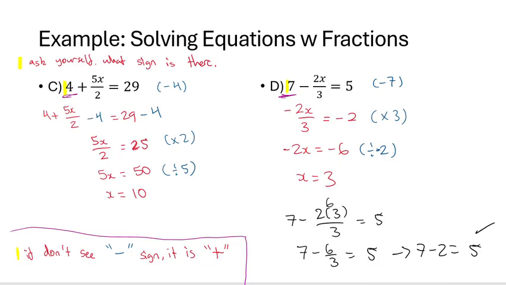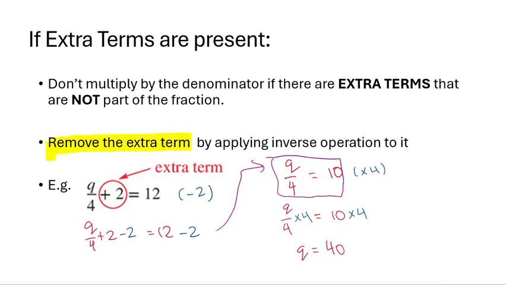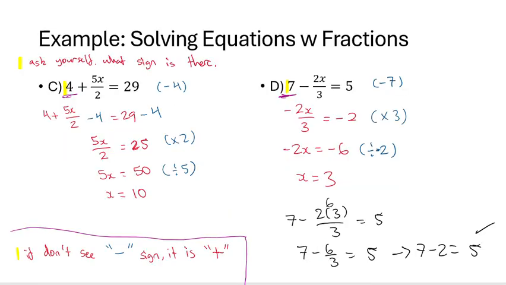So as you can see, what I've done in part C and D here is I was trying to get rid of this extra term of 4, but I didn't know what sign it was originally. But now that I've confirmed that it's a positive 4, I'm now going to subtract 4 on both sides. Because if you remember, that's what we're doing. We're trying to remove the extra term by applying the inverse operation to it. Now, because we didn't know what it was before, but now that we've confirmed it, it's quite easy to do. Okay, so let's just do that. Let's just subtract both sides by 4.